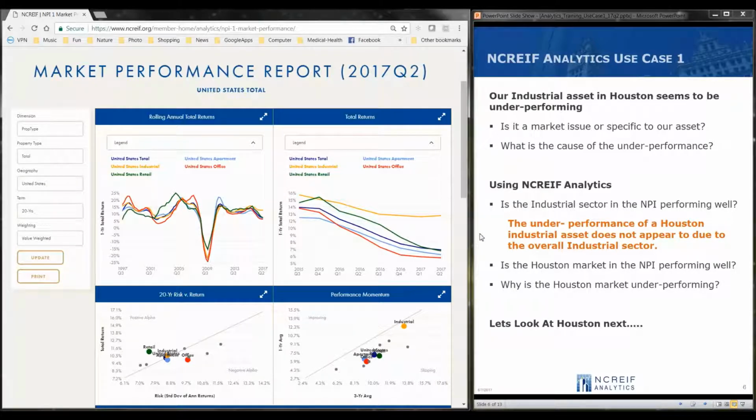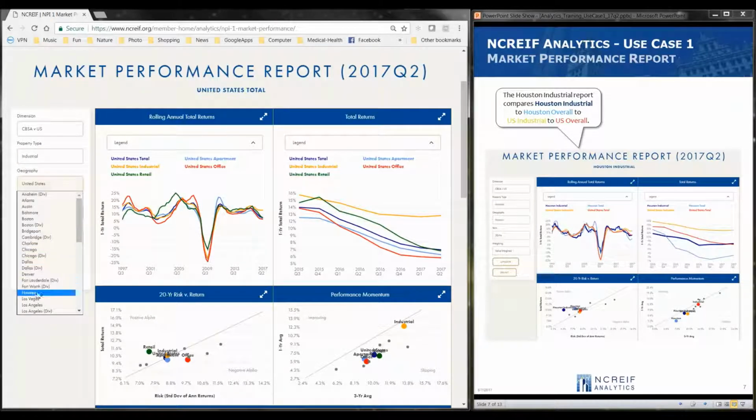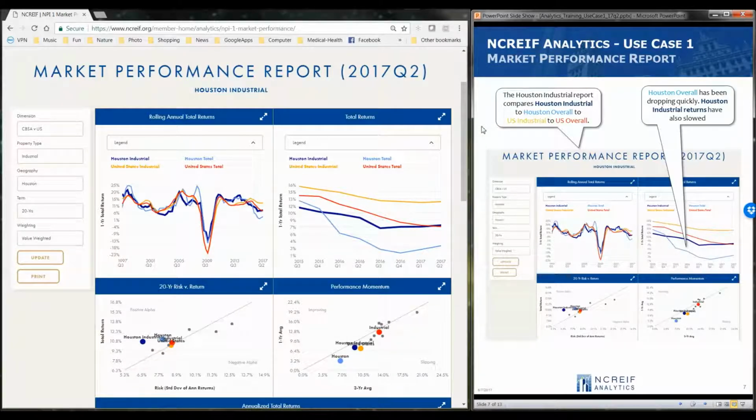Let's look there next. By changing the dimension to CBSA versus US, the property type to industrial, and geography to Houston, and then selecting update, we can see how the Houston industrial market is comparing to the overall NPI. Houston overall performance in light blue had a more severe downturn than both the Houston industrial market in dark blue and also the overall NPI. Also note that the Houston industrial market is underperforming the U.S. industrial sector over the last 2 years.